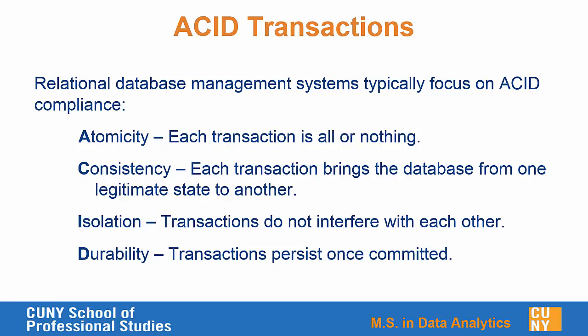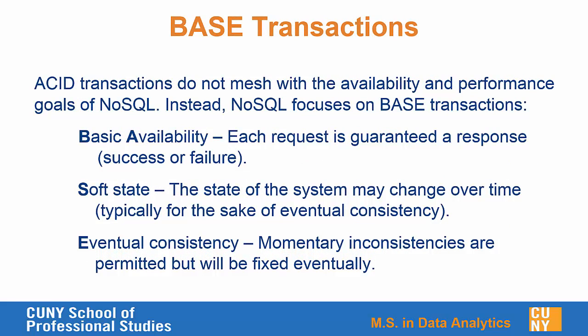Sometimes we're more interested in performance, though. So a NoSQL solution is going to focus on availability and performance goals rather than ACID transactions. So basic availability is our primary goal. We want every request made of the database to be guaranteed a response of some sort. We want the database to be in a soft state, by which we mean it'll typically eventually reach consistency, but it may change over time as it moves toward consistency. So at every given moment, it's not in a consistent state.